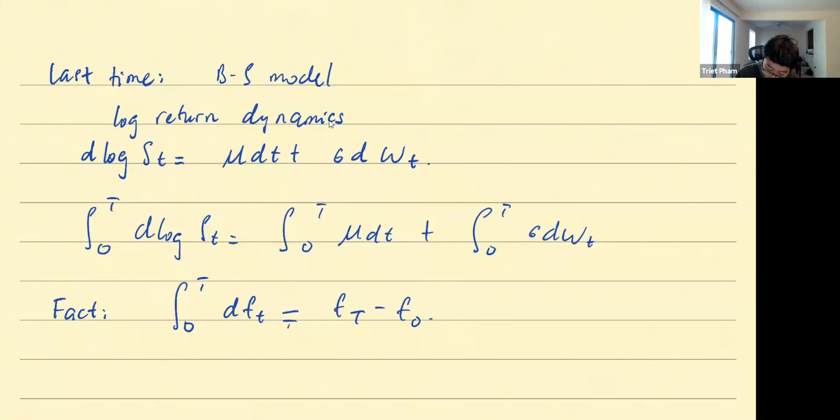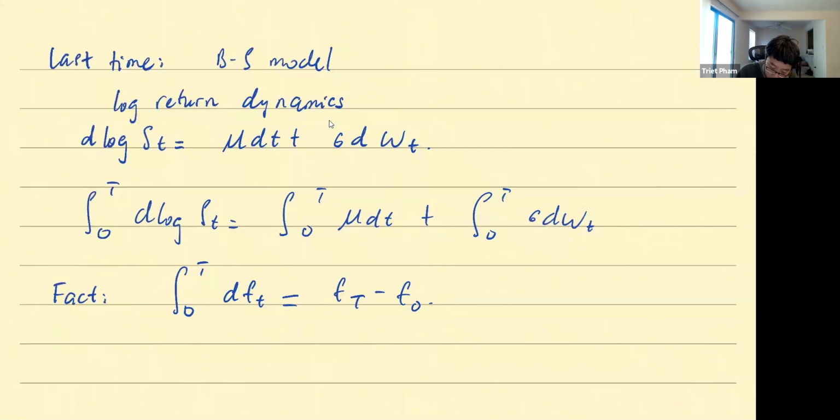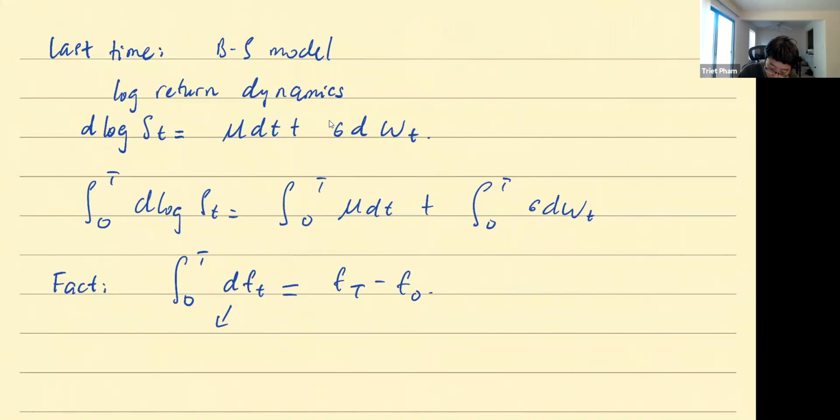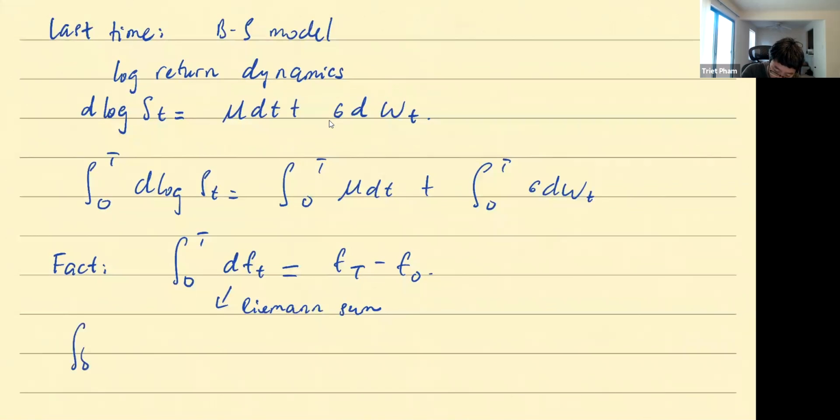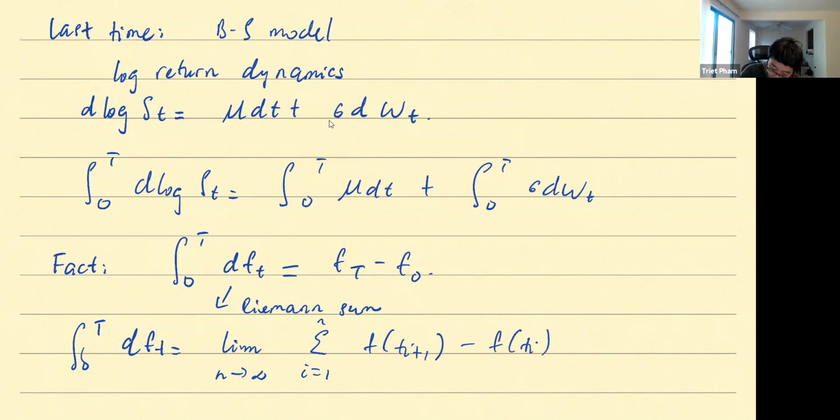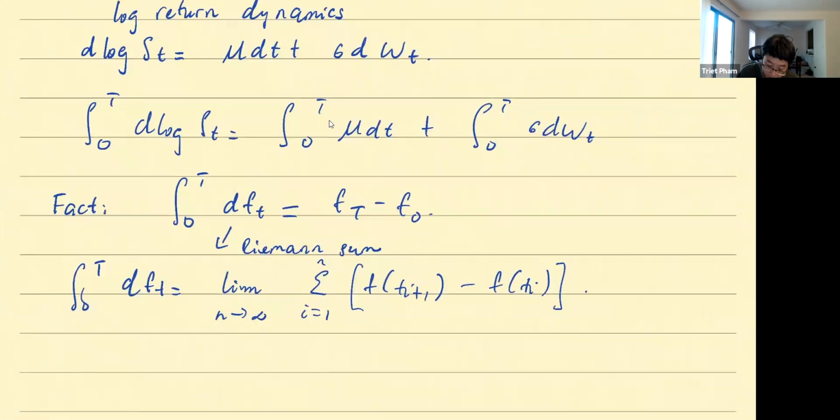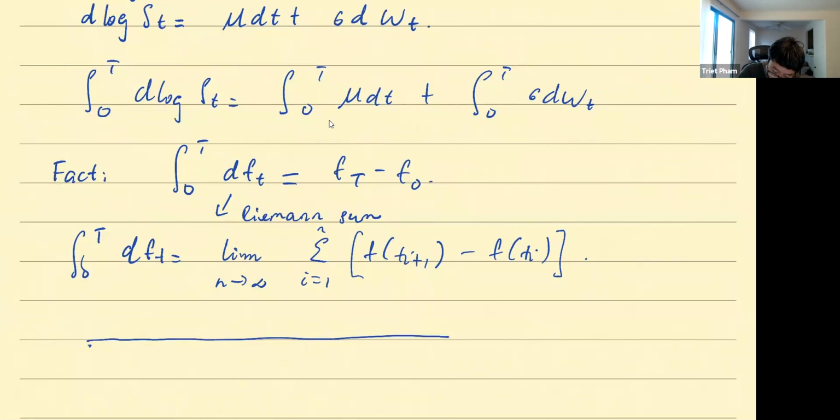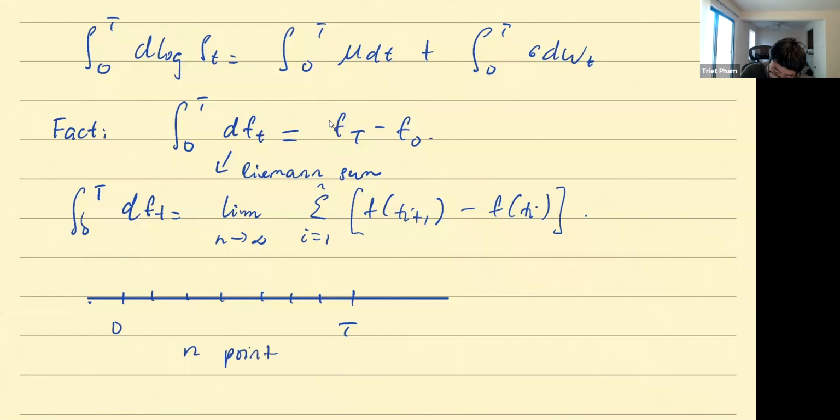By the way, this has a rigorous meaning and you should check it. But what this means can be interpreted as a Riemann sum, as the limit, as the number of divisions goes to infinity, of the sum like this. Basically the idea is we have a time interval from 0 to t, and you start dividing that into endpoints T0, T1, T2, etc.